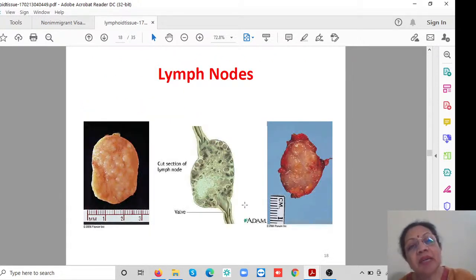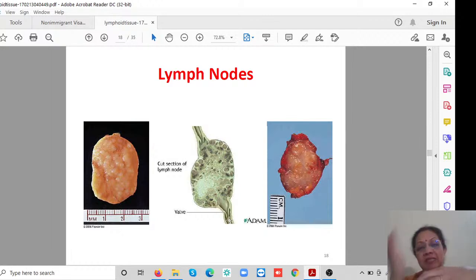Lymph node is another kind of discrete lymphoid organ. So this is the lymph node taken out at surgery, hardly about 2 centimeters. Nothing very fancy about it. This is a diagrammatic view. When you cut a lymph node, you see that you have incoming vessels. You will have one area which is called the hilum of the lymph node. So it's like a kidney bean shaped structure.